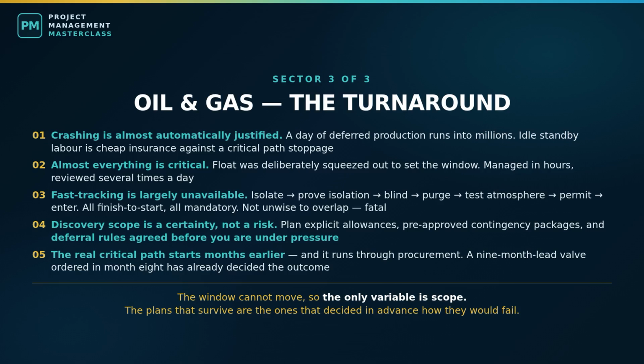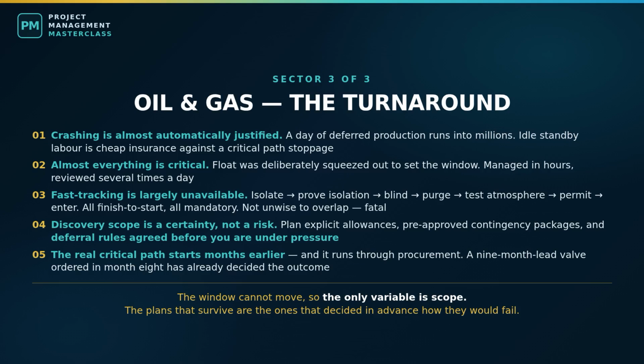$1 million a day. So turnarounds are scheduled with explicit discovery allowances, pre-approved contingency work packages, and decision rules agreed in advance about what gets deferred to the next window. Because the window cannot move, the only variable is scope, so you decide the deferral rules before you are under pressure, not during. The plans that survive are the ones that decided in advance how they would fail.